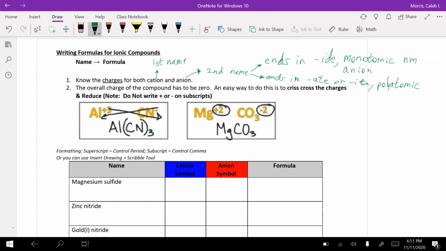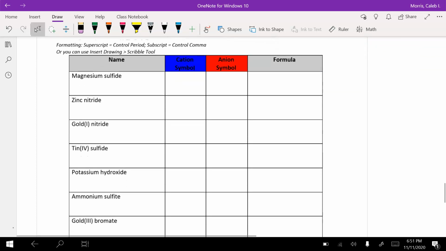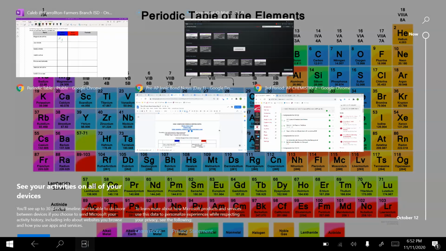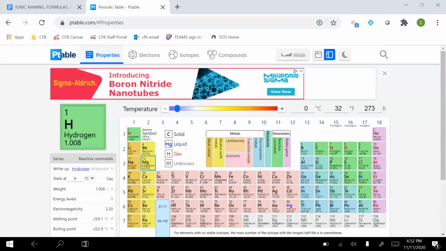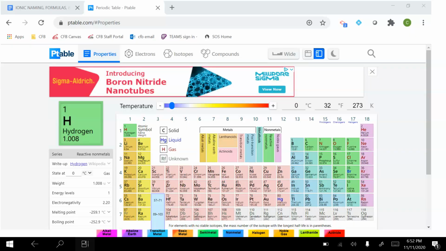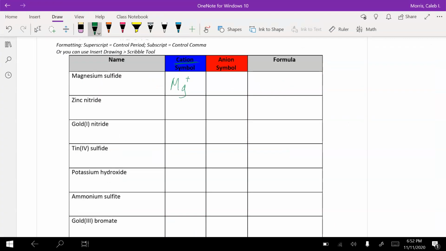So let's look down here and do some examples. The first one is magnesium sulfide. Magnesium is Mg, and we want to find the charge. So if I want the cation symbol, I need to find its charge. Let's look at the periodic table. Magnesium is right here in group 2A. That means it's got a positive 2 charge. Magnesium plus 2.